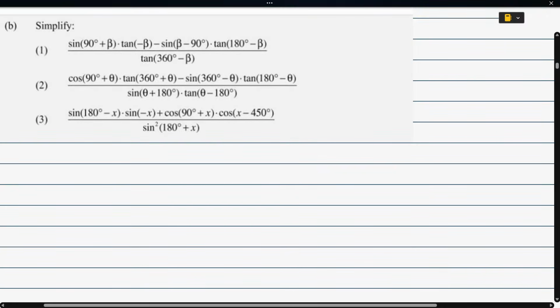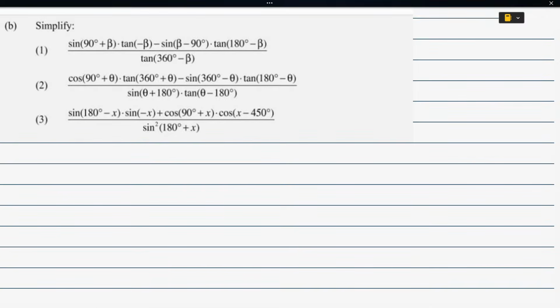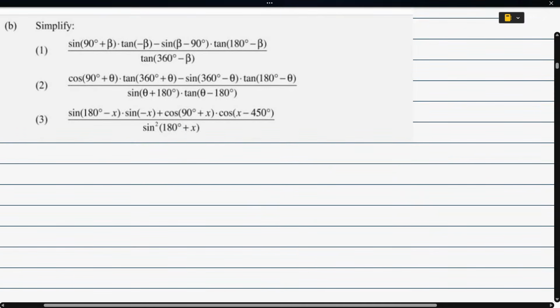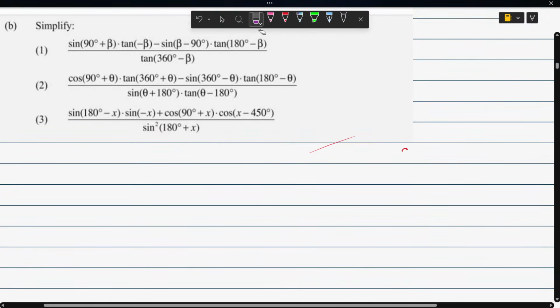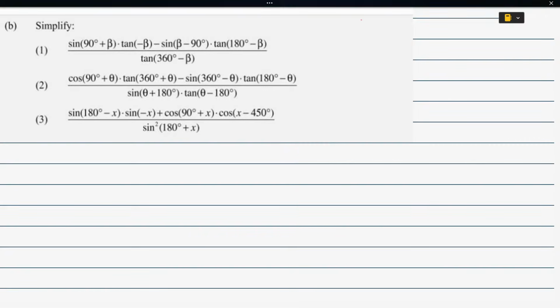On the reduction formula, what is it that you need to know? You need to know the cast rule. Okay. You need to understand the what? The cast rule. You need to understand the what? The cast rule. So let's go to the cast rule so that you can see what I'm talking about.